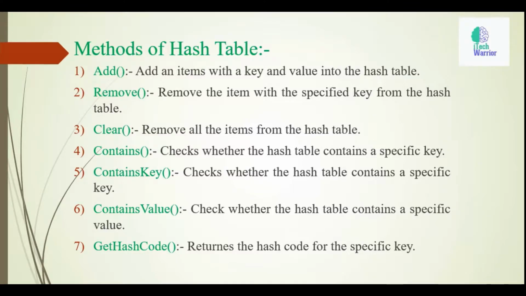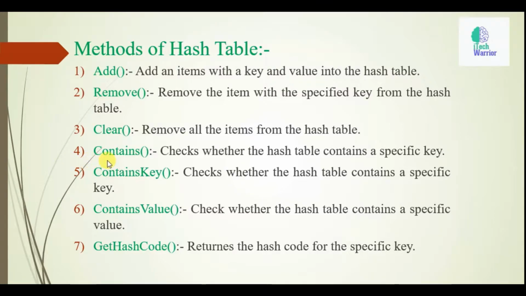Here are some important methods in hash table. 7 methods in hash table. First method is Add. Add an item with a key and value into the hash table. Second method is Remove method. Remove the item with the specified key from the hash table. Third is Clear method. Remove all the items from the hash table.